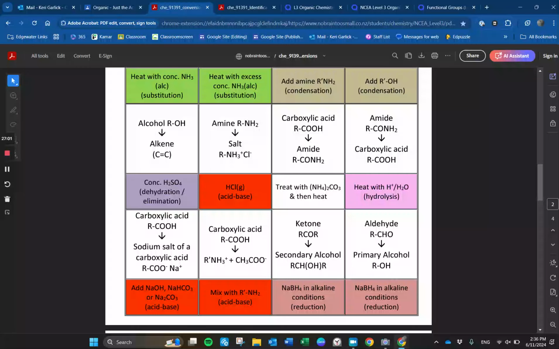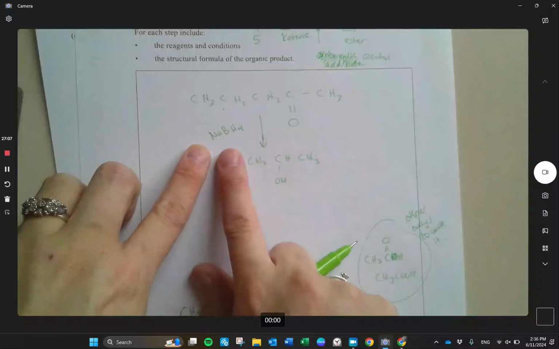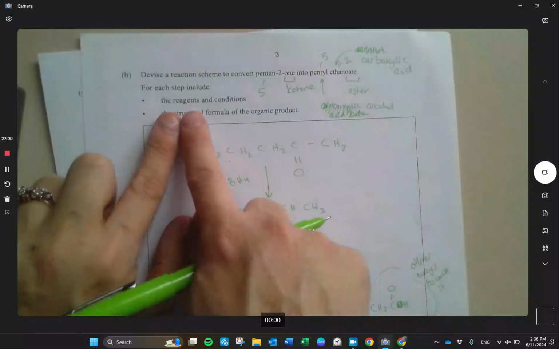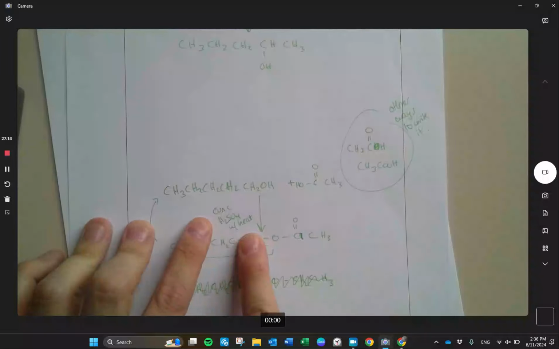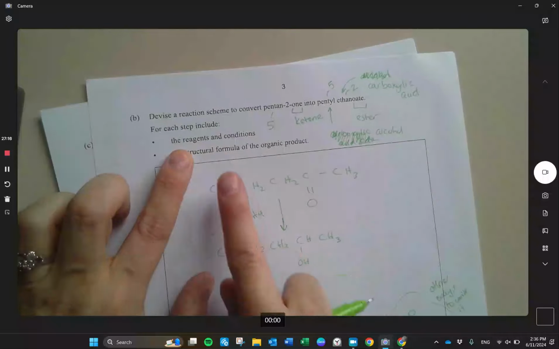So you write that next to it, so that way you're indicating this is the reagent I need. Because if you see here, it says reagents and conditions. When we say conditions, we need heat, and we need to concentrate it. Reagents is what you're using. So this one here, sulfuric acid.